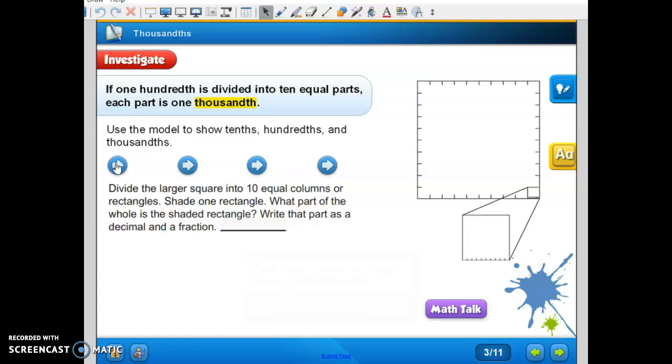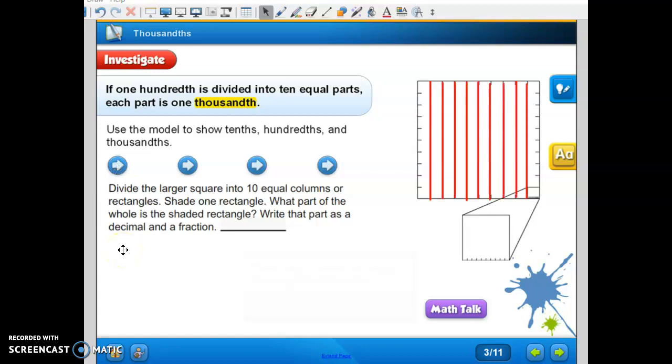Divide the larger square into 10 equal columns or rectangles. Shade one. Now columns go up and down. Shade one rectangle. What part of the whole is shaded? Write that part as a decimal and a fraction. So when you have divided that block into 10 equal columns or rectangles, it should look something like this.